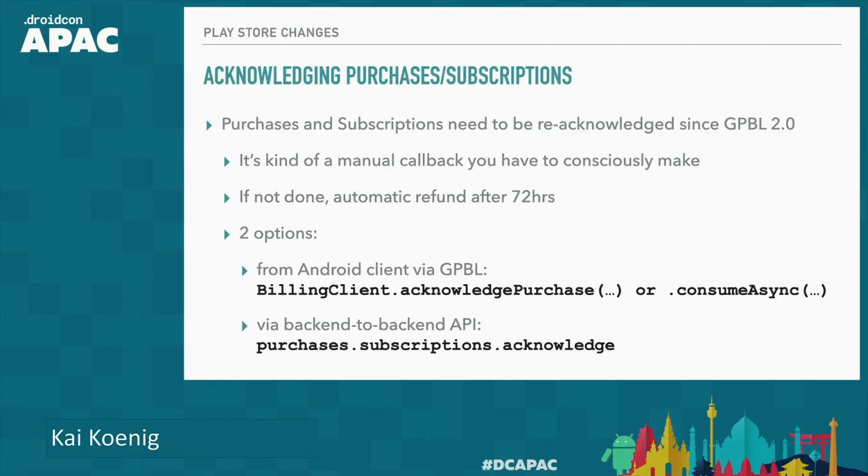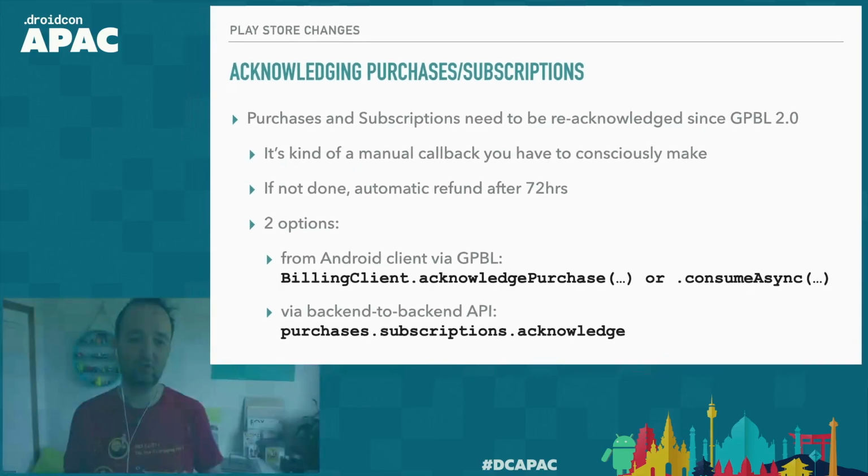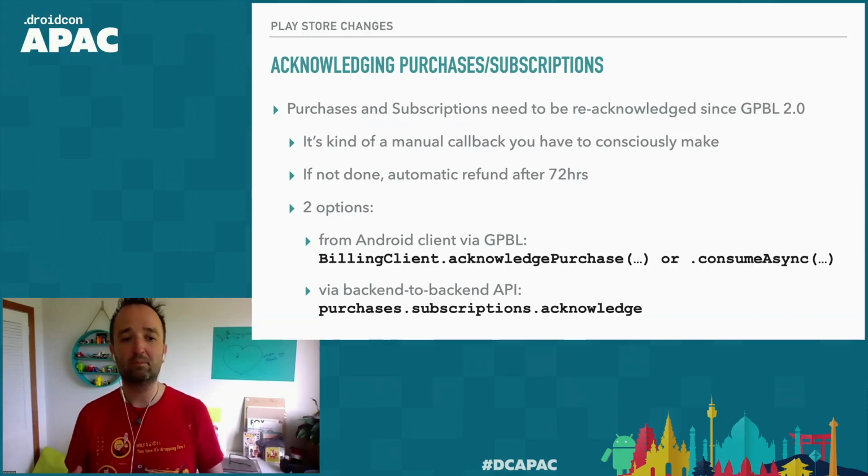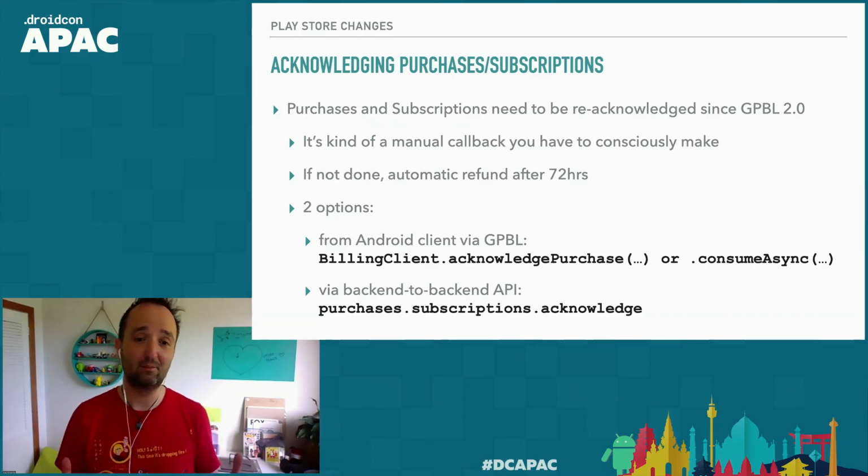And you have two options to do that. You can do it from the device using the Google Play Billing library with a method called acknowledge purchase, or consume async if you have a consumable product, or you do it on the backend via a REST endpoint, purchases.subscriptions.acknowledge. I personally tend to do that on the backend because it's less error prone than doing it from the device, from my experience. But your mileage might vary. My really, really strong recommendation is do it, because otherwise you are going to lose money in your product and in your setup.